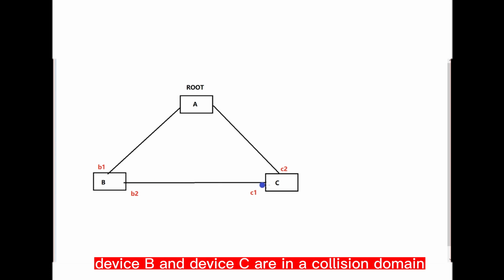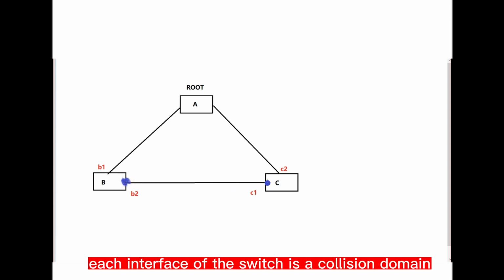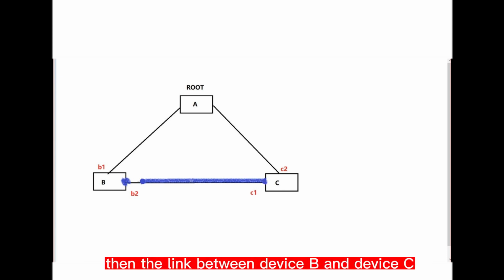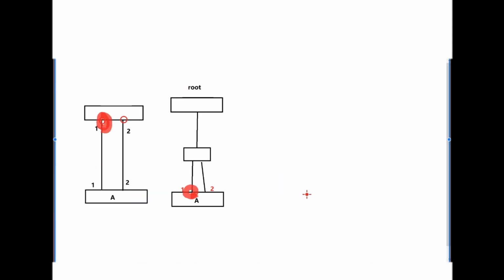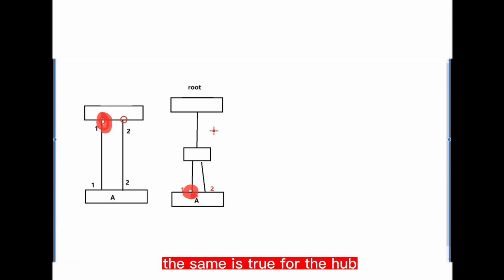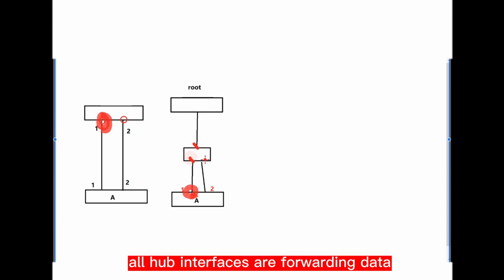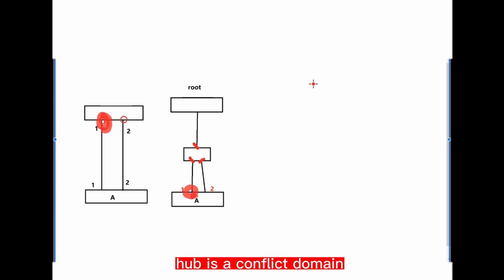Device B and device C are in a collision domain. Each interface of the switch is a collision domain. Then the link between device B and device C is actually under a collision domain. It is equivalent to the hub we just drew. The same is true for the hub. For the whole environment, this is a collision domain. All hub interfaces are forwarding data. The overall scope of work of the hub is a collision domain.